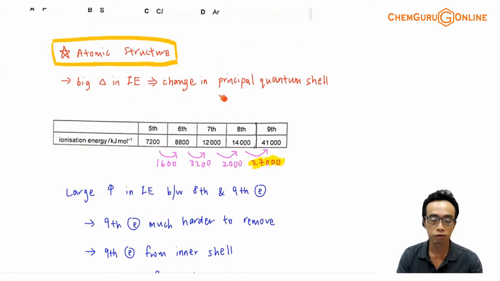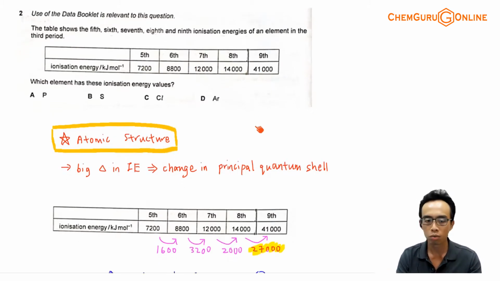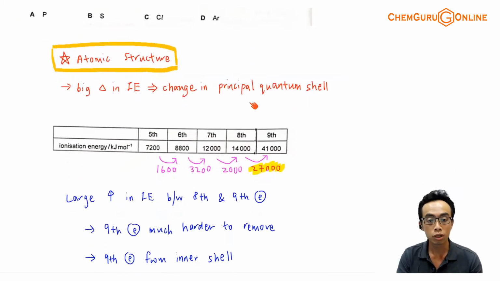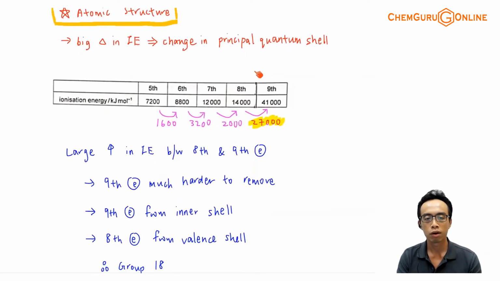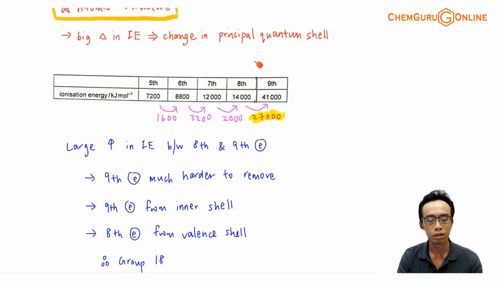Of course, if you were to refer to the data booklet, because the question says the data booklet is relevant to this question, if you look at the ionization energy values in the data booklet, we only have up to the 4th ionization energy. We actually cannot squeeze any information from the data booklet involving these ionization energies. So what we will have to do is deduce this on our own, and determine which group this unknown element is in.